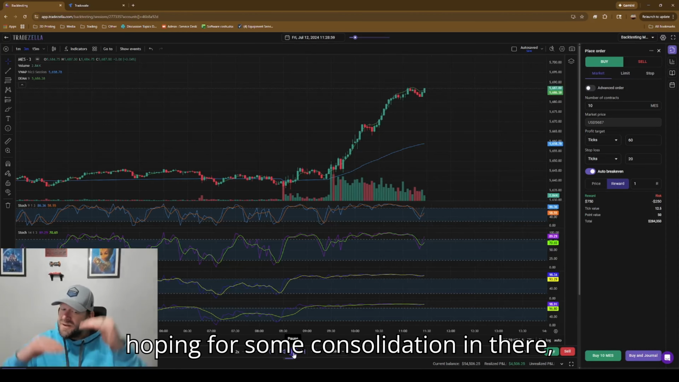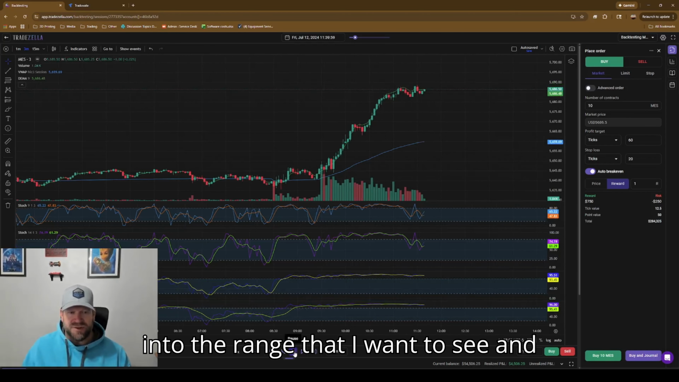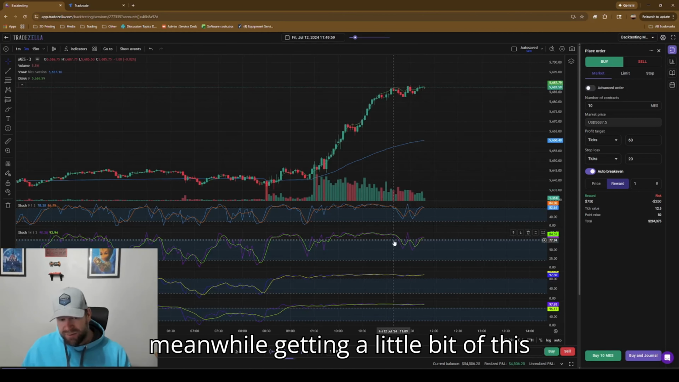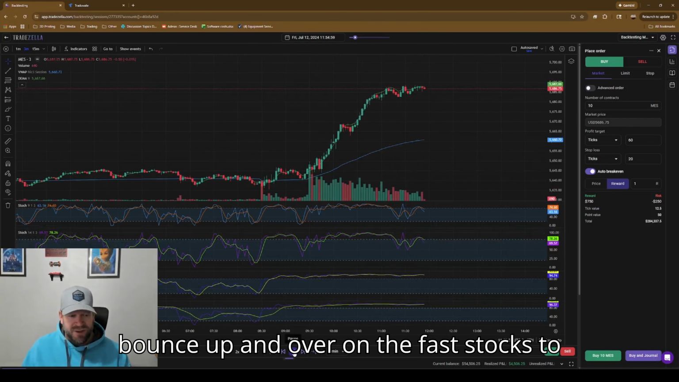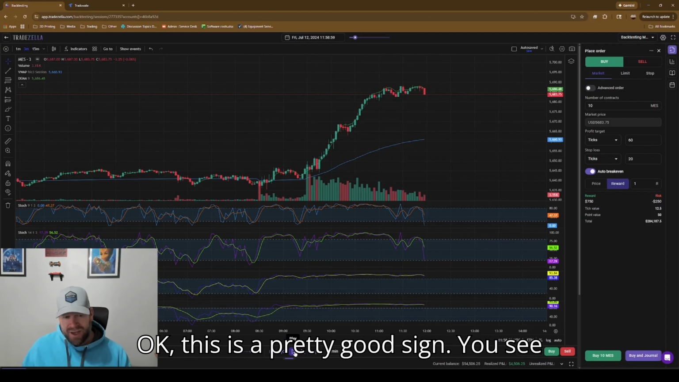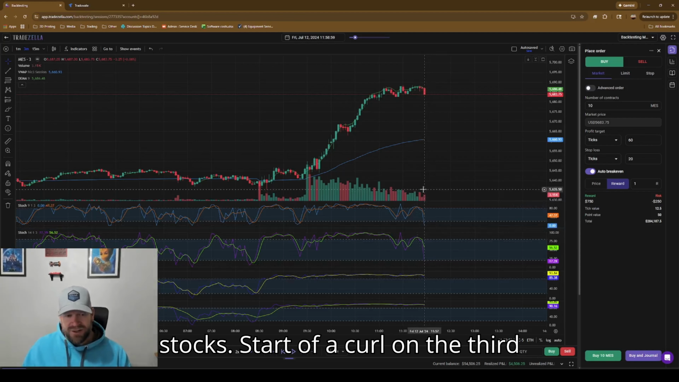I'm hoping for some consolidation in there, slowly bringing these slow stocks down into the range that I want to see. And meanwhile, getting a little bit of this bounce up and over on the fast stocks to show me that it wants to reverse. Okay, this is a pretty good sign. You see, we've got good curl here on the top two stocks. Start of a curl on the third stock.